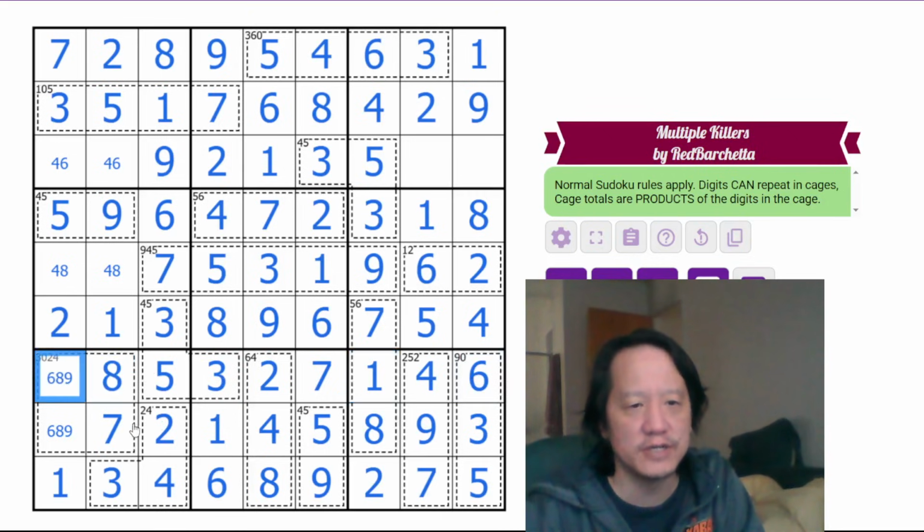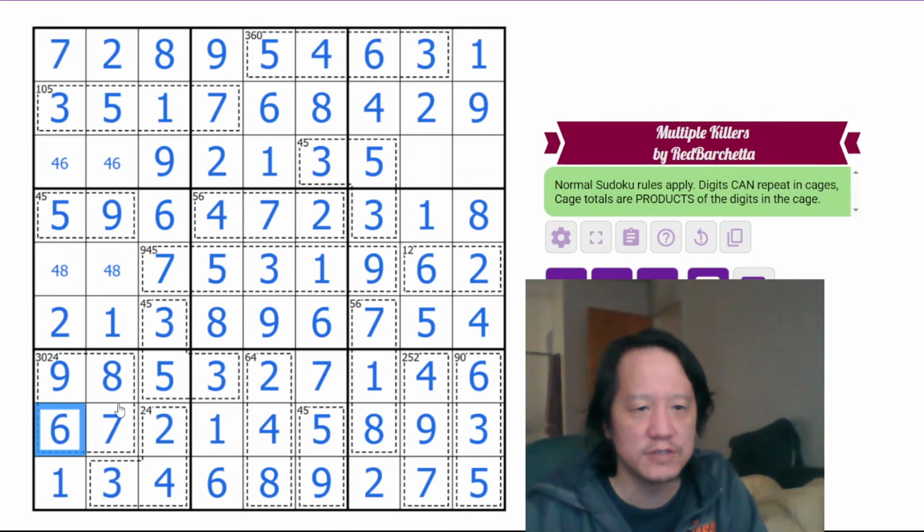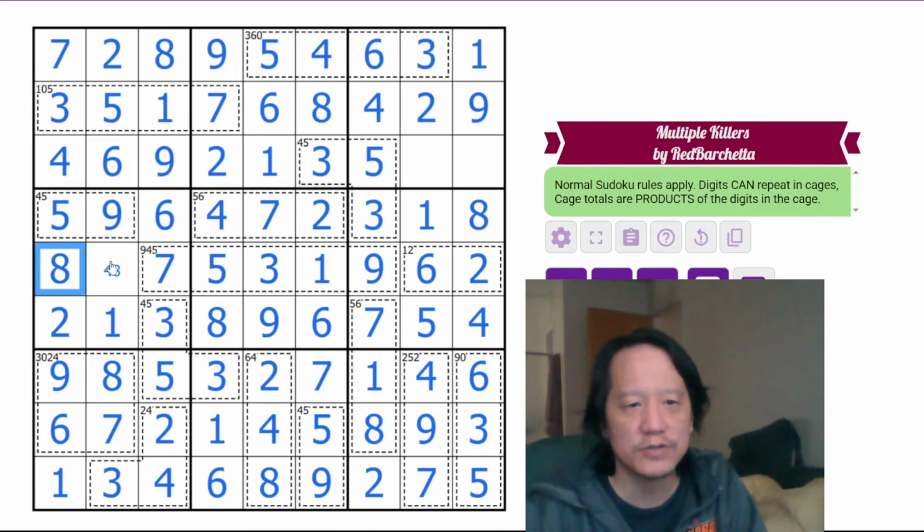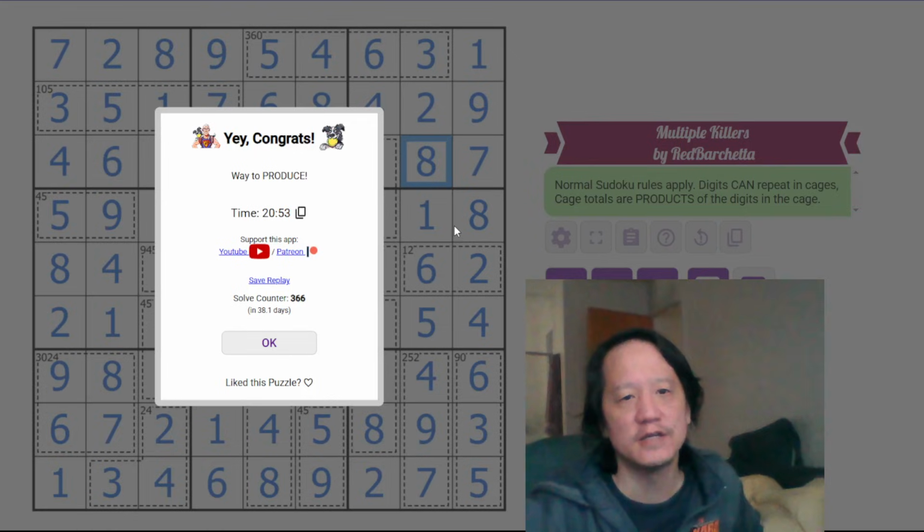This can't be 6 or 8, so it's 9, which forces this to be 6. 6 eliminates 6 here, so it's 4 and 6. 4 eliminates 4 here, so it's 8 and 4. That leaves this as 7 and 8. It can't be 8, so it's a 7, which makes that 8.